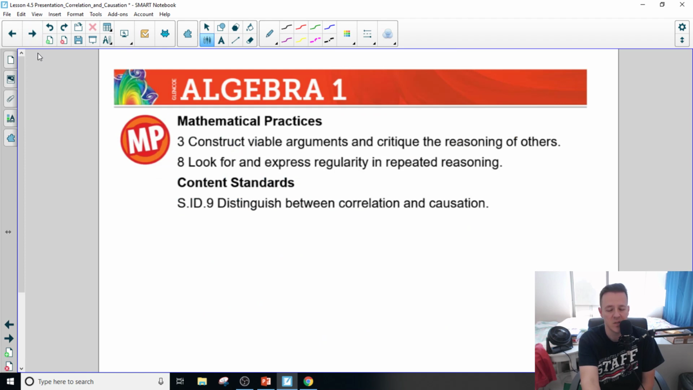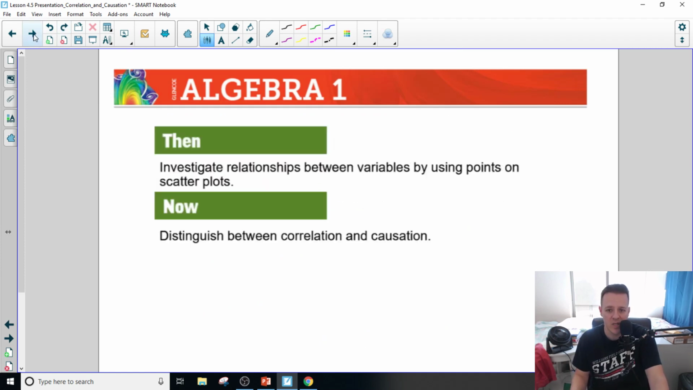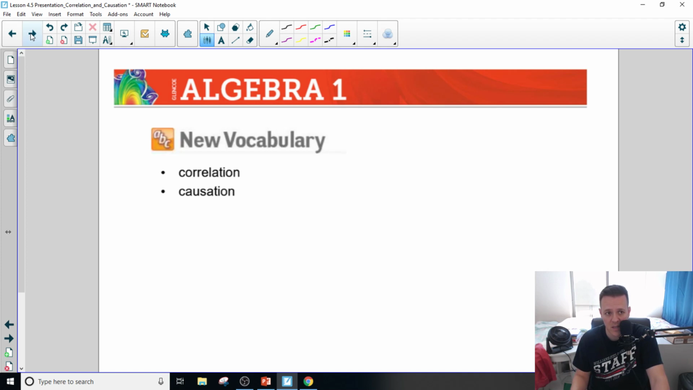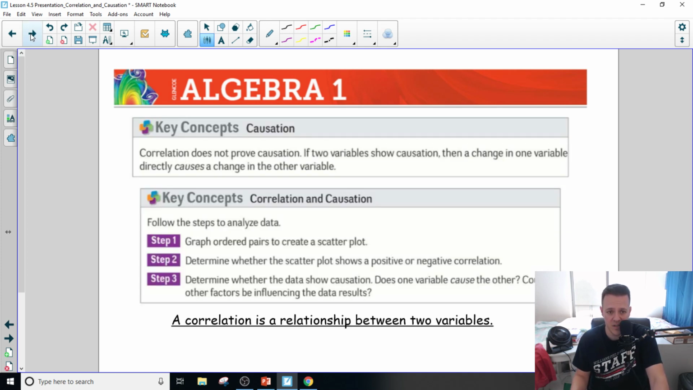So what we're going to be doing today is talking mainly about distinguishing between what correlation and causation is. Okay, we did scatter plots last lesson. Now we're going to focus on these two vocabulary words, and it's very important that you understand the difference. Correlation does not prove causation.